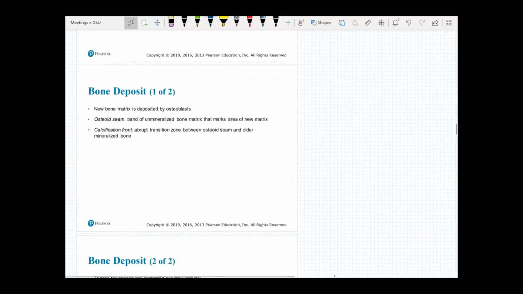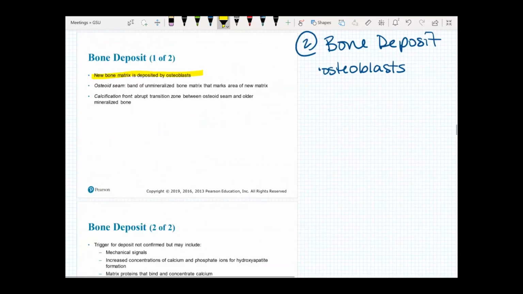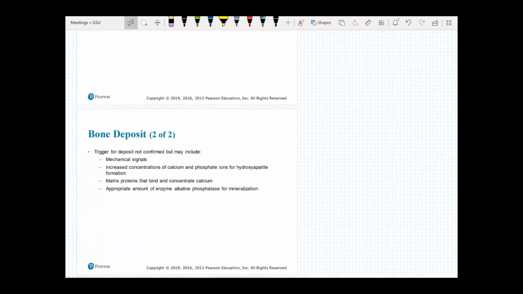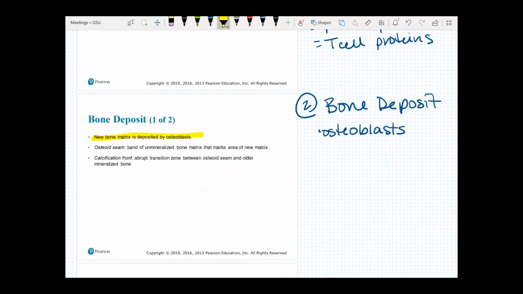Okay, then step 2 is, now that we've broken down part of the bone, we have to lay down new bone. Essentially, we broke up the highway, now we have to lay down the new highway. So bone matrix is going to be deposited by osteoblasts. The first one was clasts, this one is blasts. Remember, the blasts are the ones that secrete the osteoid. So at this point, your bone deposit is going to be done by osteoblasts, and they will go through a process that will lay down new bone. There'll be a new area of matrix that will actually be put together.